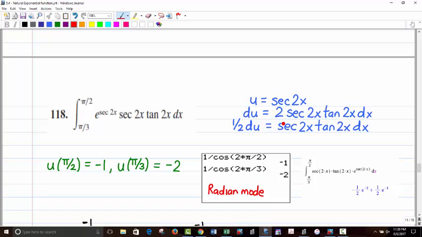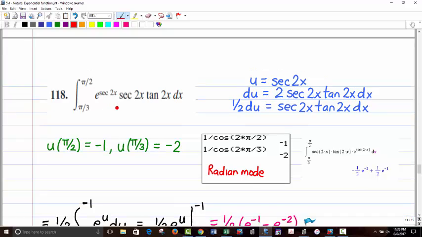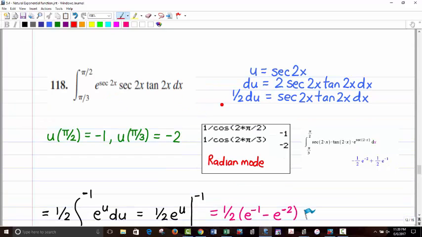So we divide both sides by 2, and we get 1/2 du equals sec 2x tan 2x dx. So all this will be taken care of by 1/2 du. So now we have essentially 1/2 e to the u du, but this is a definite integral. So I'm going to change my limits of integration.